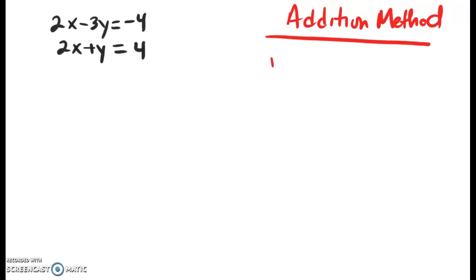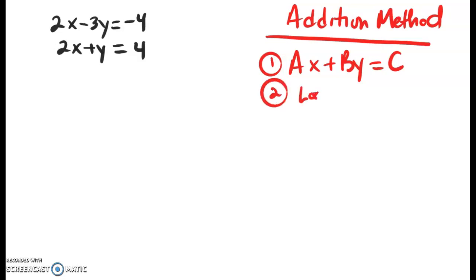The addition method says this. It says what you're going to do is first write the equations in this form. So if maybe one was solved for a variable, you had x on one side of the equal sign, y on the other side, you're going to make them into this form. These are already like that, so we don't have to do anything. And then we have to look for opposite coefficients.